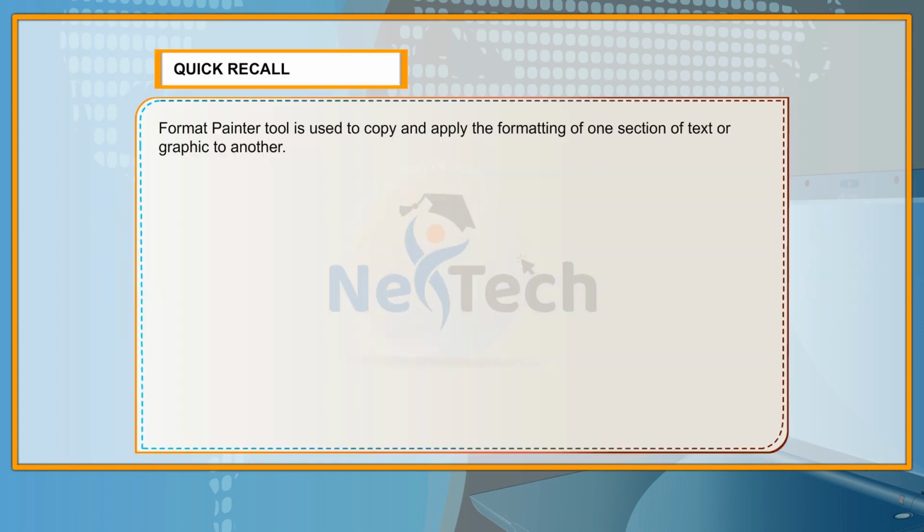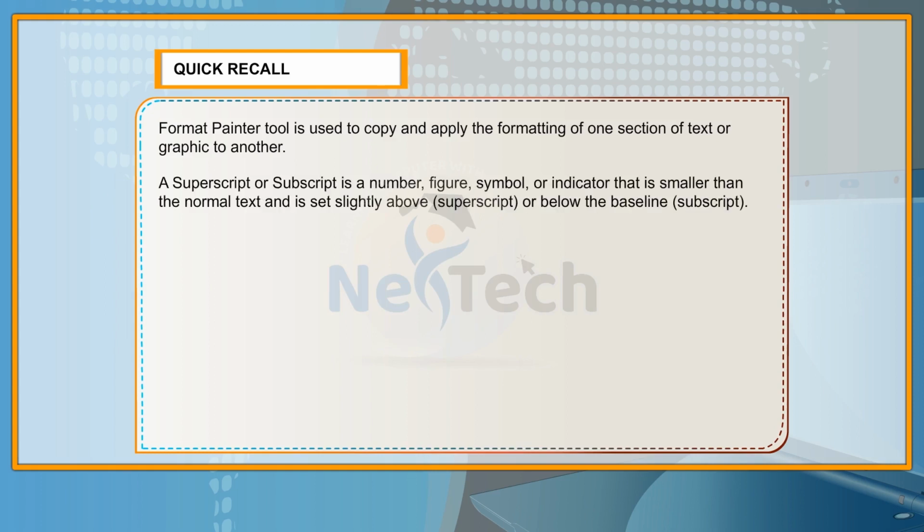Quick recall. Format Painter tool is used to copy and apply the formatting of one section of text or graphic to another. A superscript or subscript is a number, figure, symbol, or indicator that is smaller than the normal text and is set slightly above, superscript, or below the baseline, subscript.